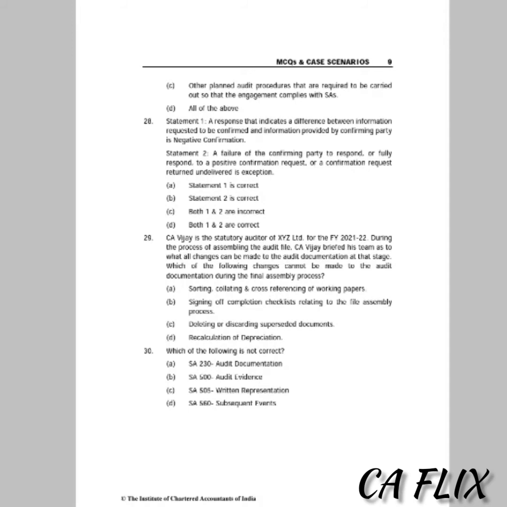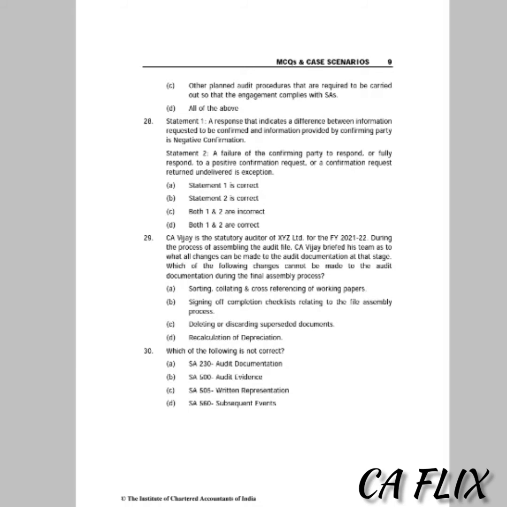Answer is option D, both the statements are incorrect. Statement 1. A response that indicates a difference between information requested to be confirmed and information provided by the confirming party is negative confirmation. Statement 2. A failure of a confirming party to respond or fully respond to the positive confirmation request, or a confirmation request returned undelivered, is an exception. Both the statements are incorrect.